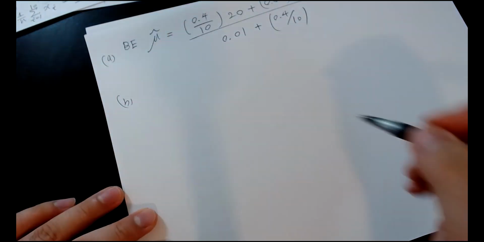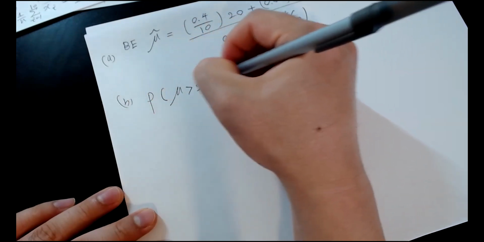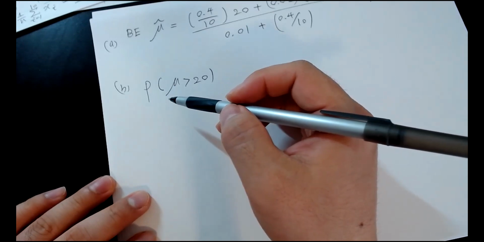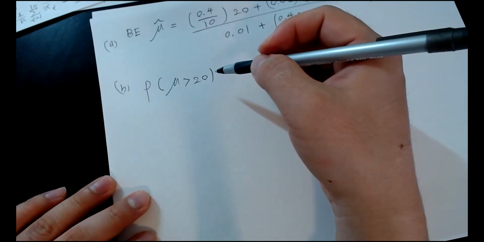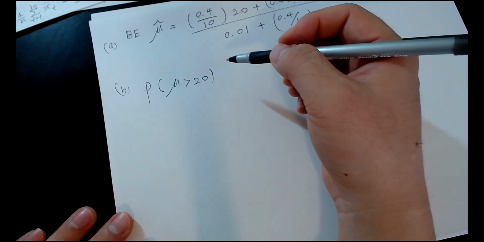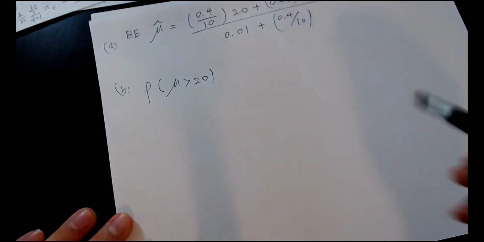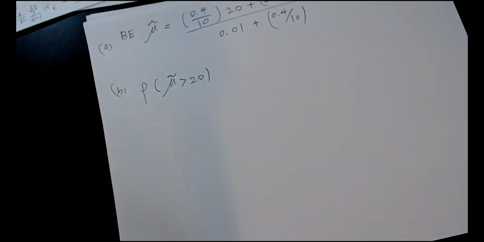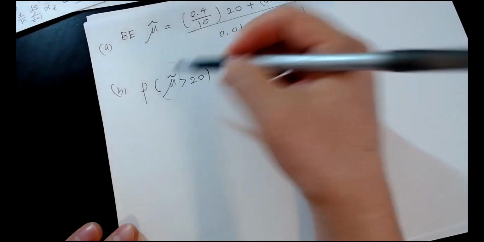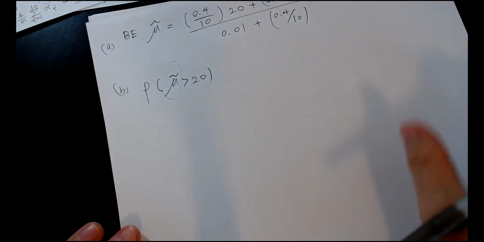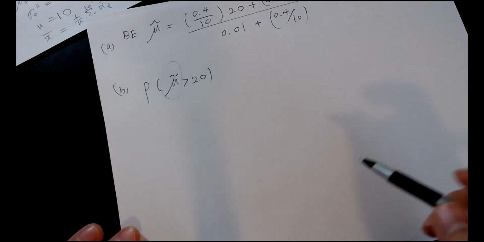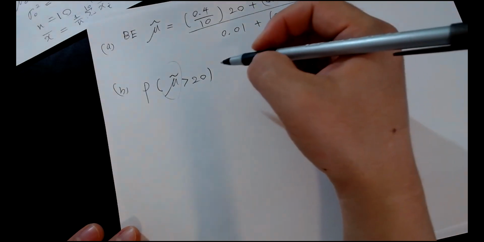And then the second question: find the probability that mu is greater than 20. I'm sure the problem is not just finding the probability that mu is greater than 20, because we don't know mu. So it should be a typo. Remember that mu tilde is the Bayesian estimator, which is the mean of the posterior distribution. The posterior distribution is a normal distribution because the prior distribution is normal, so we can use the normal distribution.